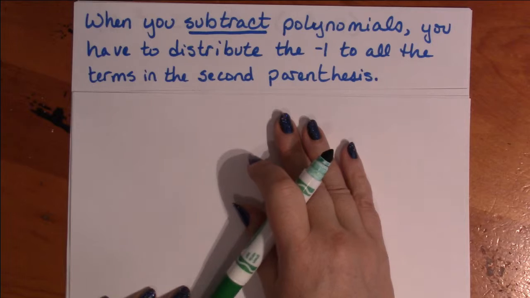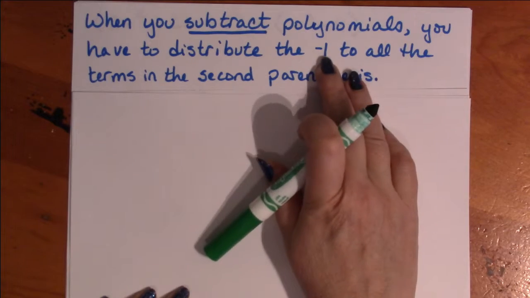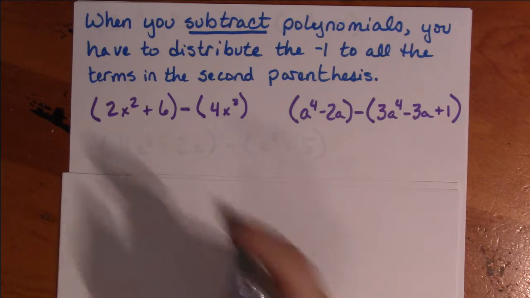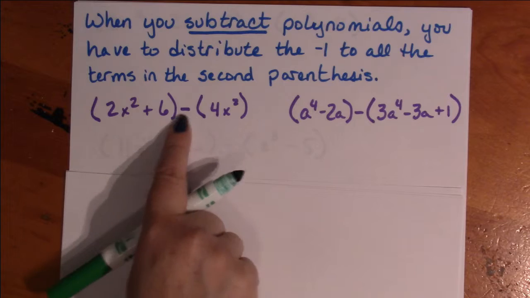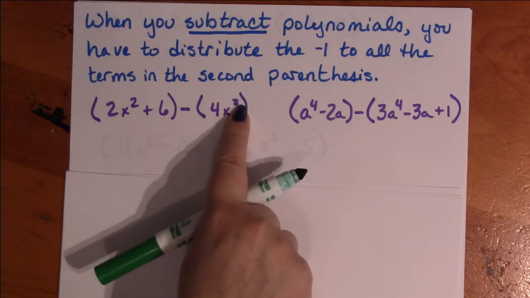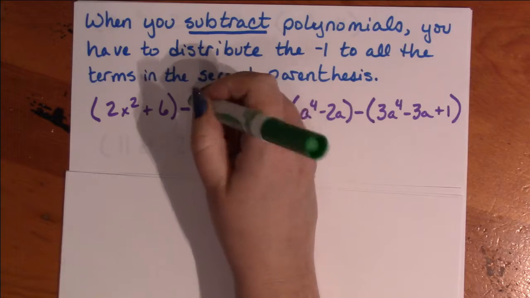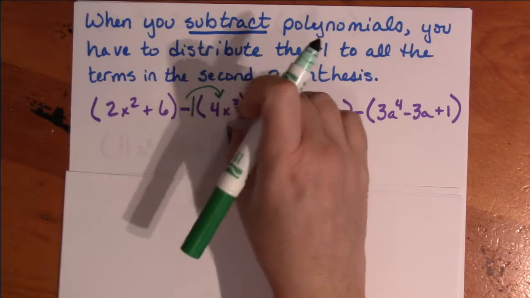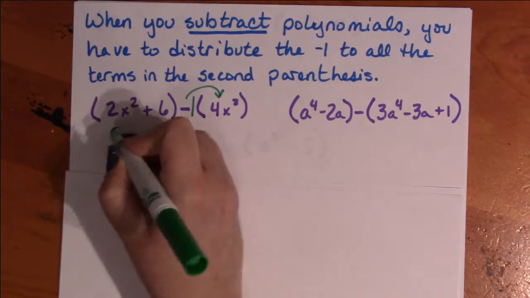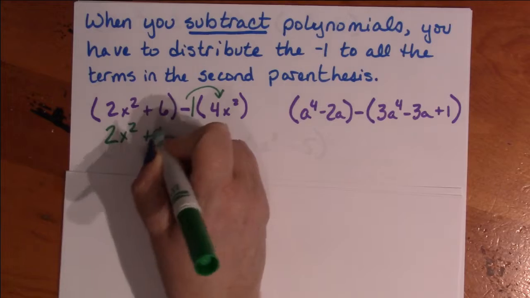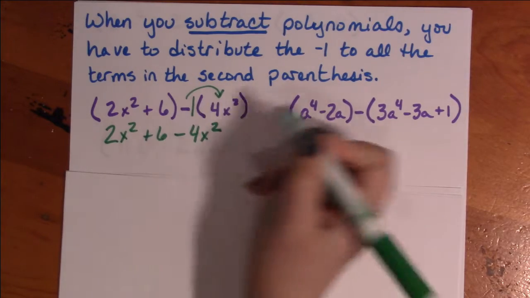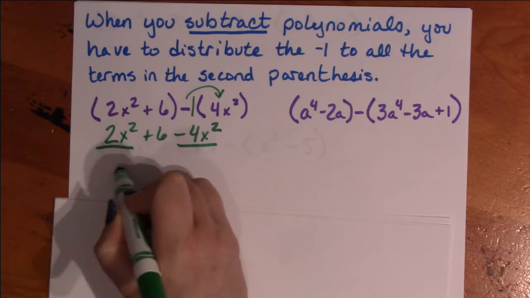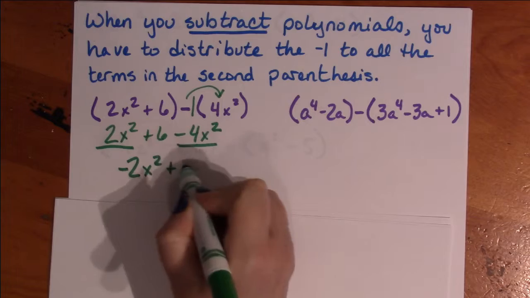When you subtract polynomials, you have to distribute the negative 1 to all the terms in the second parentheses. So, when I have 2x squared plus 6 minus 4x squared, I'm really saying that this negative 1 is multiplied to all of the parts of my second parentheses. So this is really 2x squared plus 6 minus 4x squared. And I'm going to combine my x squareds, and 2 minus 4 is going to give me negative 2x squared plus 6.